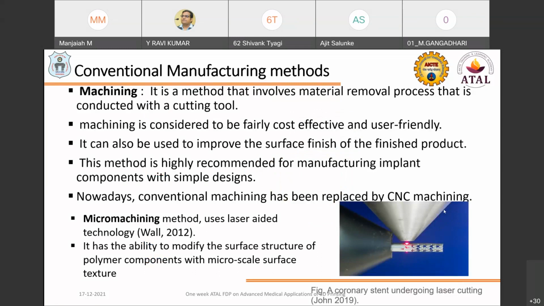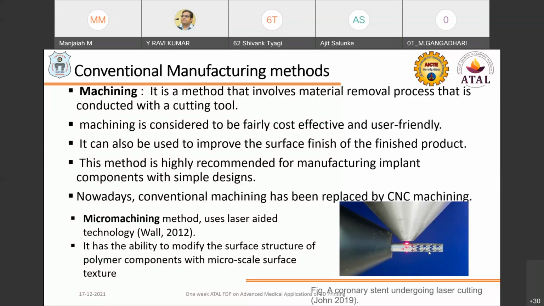Laser micro machining is used to make such stents. A tube of nitinol material is cut with the help of laser cutting to make the required kind of stent. That involves a material removal process with a cutting tool, or machining with the help of laser cutting. It is considerably cost effective and user friendly, and it can also be used to improve the surface finish of the finished product.